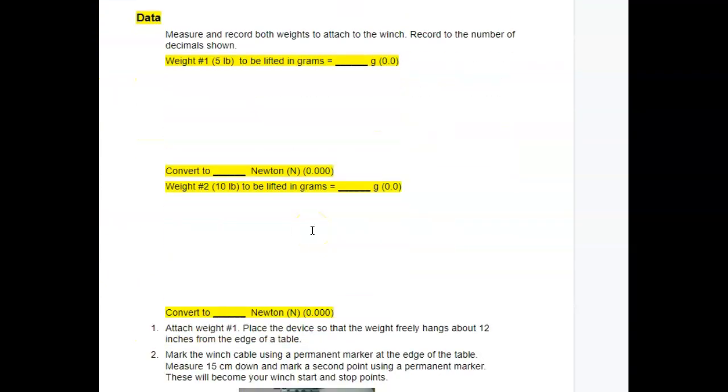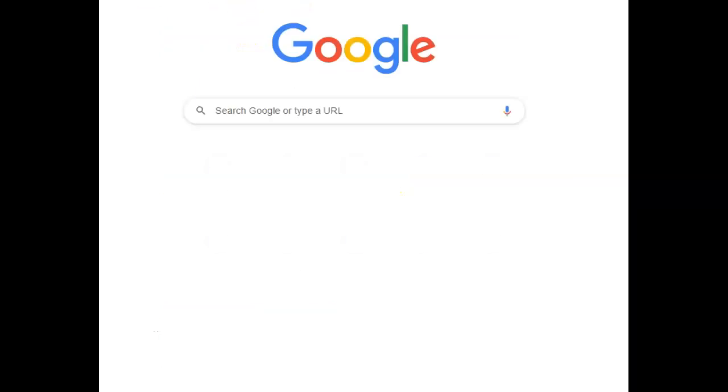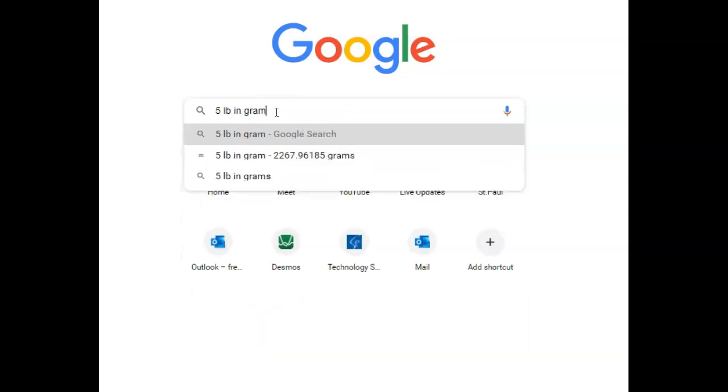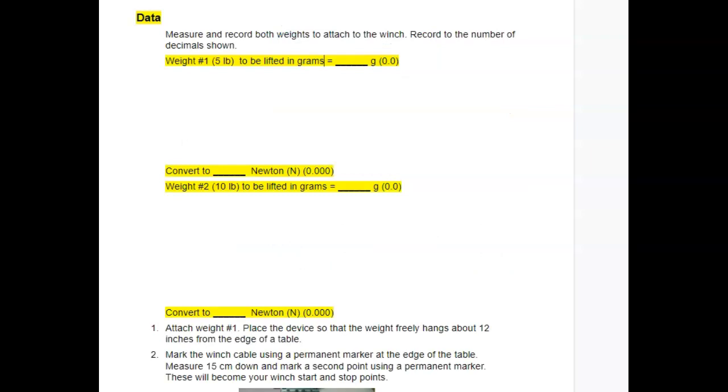Okay, and now we're going to look at our data. The first one is we got 5 pounds to be lifted, in grams. So they wanted it in grams. An easy way to do this is with Google. You guys could just look it up: we want to know 5 pounds in grams. And they give it to us right here, 2267.9, so 2268. So we can put that in right away. Then we've got to convert that to newtons.